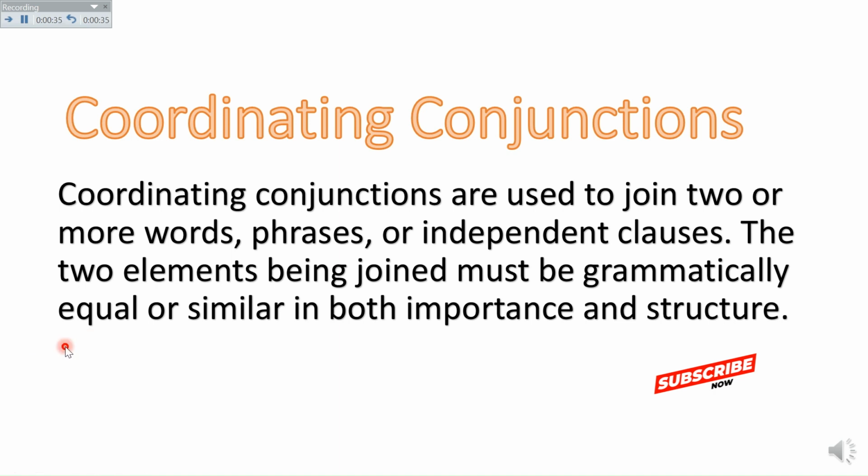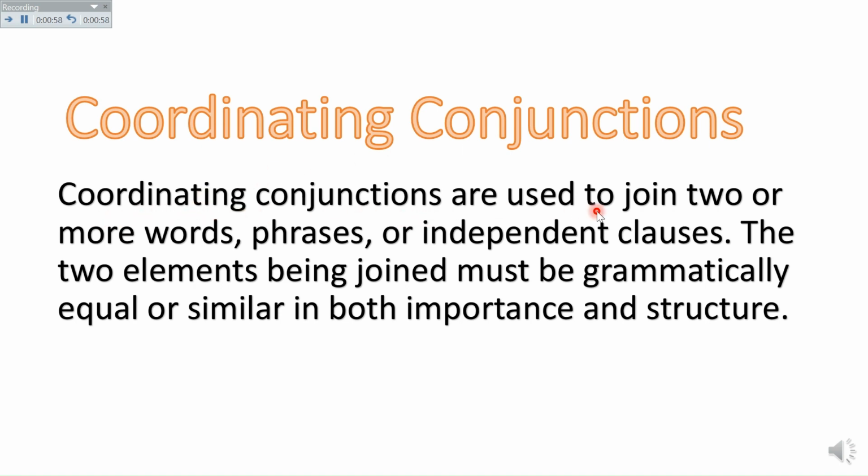So let's proceed, guys. What are coordinating conjunctions? A coordinating conjunction is basically a type of conjunction. There are three types of conjunction: coordinating conjunction, subordinating conjunction, and correlative conjunction. So let's study what coordinating conjunctions are.